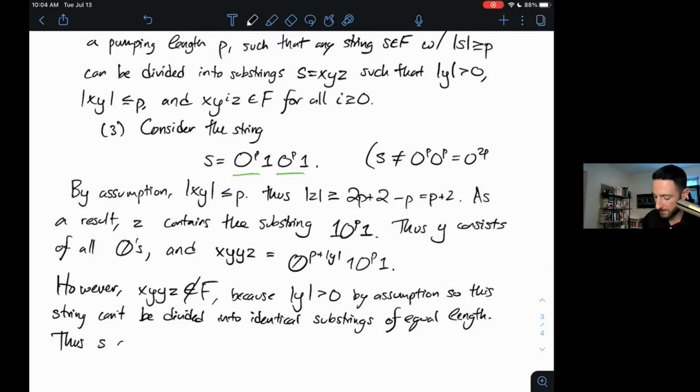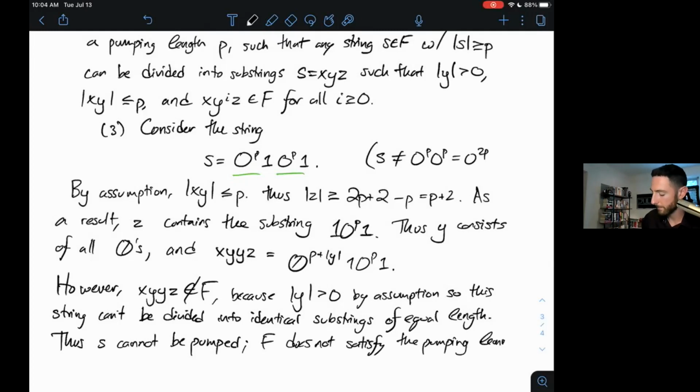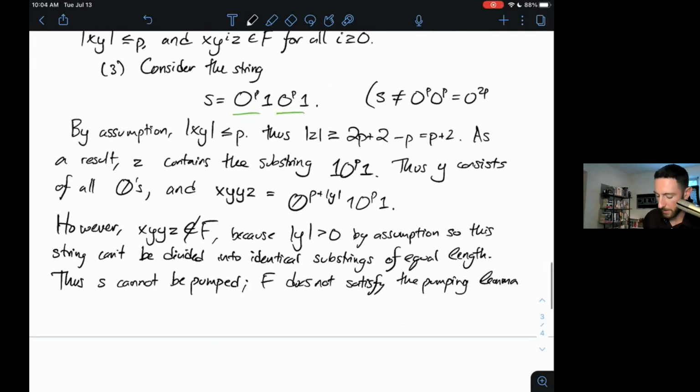Thus, S cannot be pumped. And by cannot be pumped, I mean can't be divided in such a way that it satisfies these conditions. F does not satisfy the pumping lemma, and thus F is non-regular.